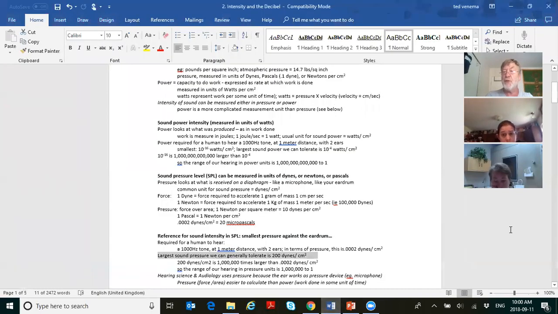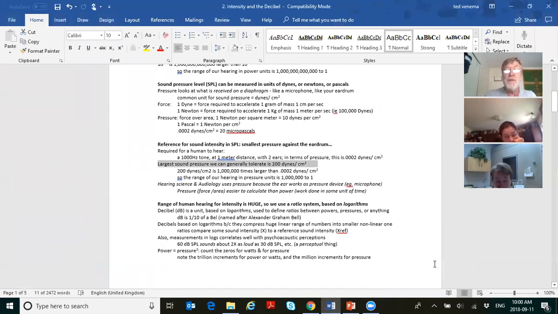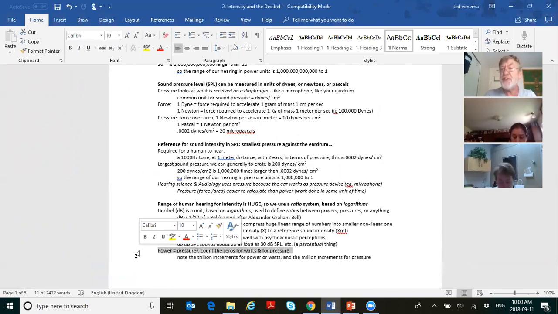So now back to your notes. Here you go. Look at the very bottom. Power equals pressure squared. 1 trillion equals 1 million times 1 million. Okay? But please remember, the decibel distance didn't change. The softest you could hear versus the loudest you could tolerate remains the same. It's just that in one instance you used power to do that measurement, and in the other instance you used pressure.